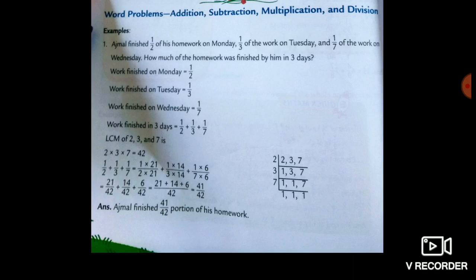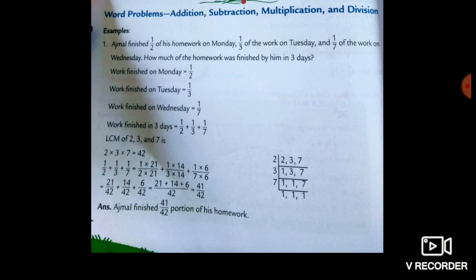Here we have already changed all the denominators into 42. So our new question, you can see, is 21 upon 42 plus 14 upon 42 plus 6 upon 42. Here we convert our unlike fractions into like fractions, because our denominators are totally the same. So next we use the addition method. We add all the numerators: 21 plus 14 plus 6 upon 42 equals 41 upon 42. Here you can see our answer is a proper fraction. No need to do any division.